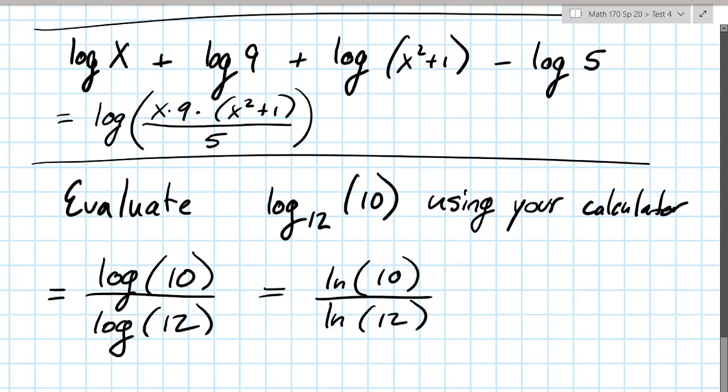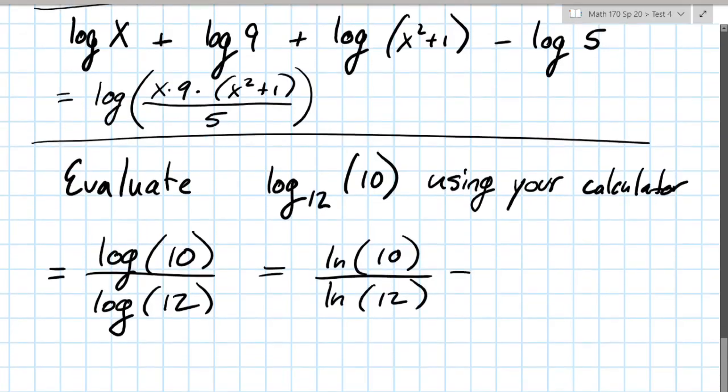And it is important that you pay attention to your parentheses. And when you work this out in your calculator, I'm just typing in ln of 10 divided by ln of 12 and closing off the parentheses. You get 0.9266 decimal, something else there.